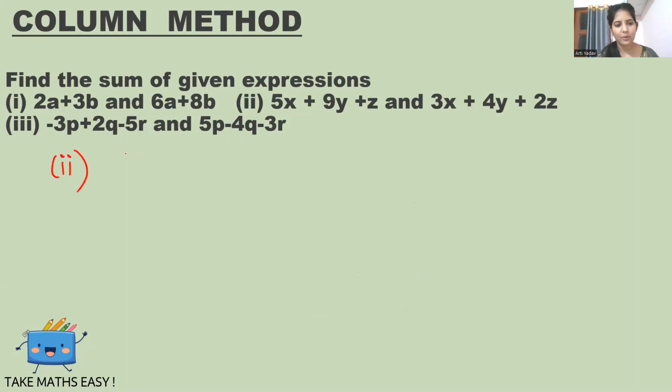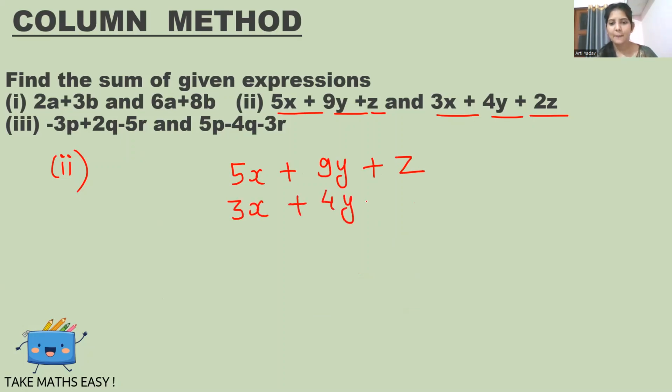Next, the second question. Now look at the second question. It is 5x plus 9y plus z and 3x plus 4y plus 2z. Let's write them in a column. 5x plus 9y plus z, and then below that 3x plus 4y plus 2z. Okay, so here I can use the addition sign भी use कर सकते हैं.